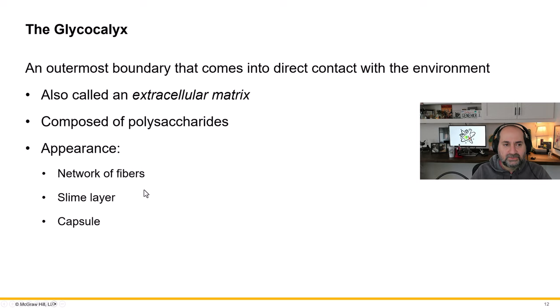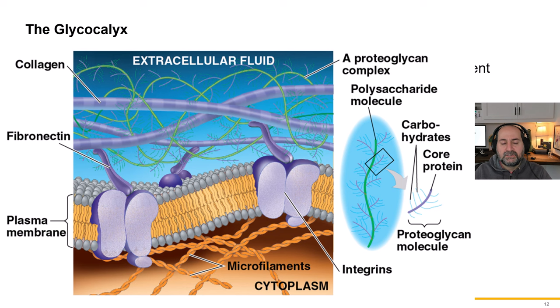Now, just like bacteria can have a glycocalyx, an outermost boundary, eukaryotes can also have a glycocalyx, also known as the extracellular matrix. These animal cells have an extracellular matrix, or ECM. It's composed of polysaccharides. Remember, we learned about this in a previous biology class. In biology 1406, you may have heard of the ECM, made up of collagen and proteoglycan complex, that together makes up this sugary proteinaceous substance on the outside of the cell.